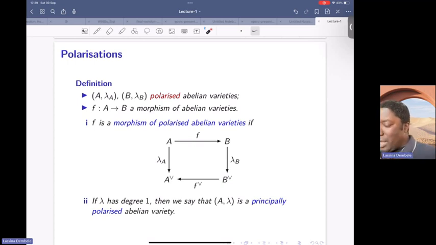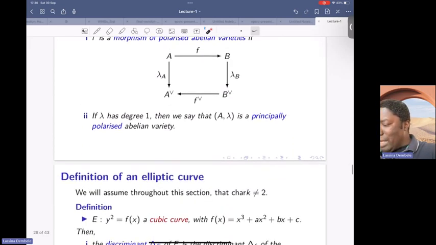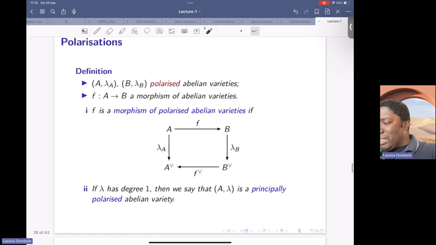And the last thing that I want to say here is that you say that your polarization is principal if it has degree 1. So having degree 1 in this case would mean that it's basically an isomorphism. And in that case, you say that you have a principally polarized abelian variety. Okay. So this is the theoretical background that I wanted to say about abelian varieties.